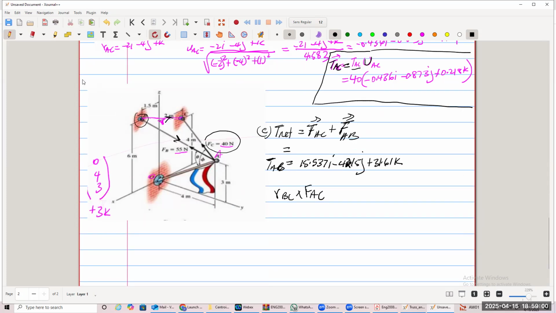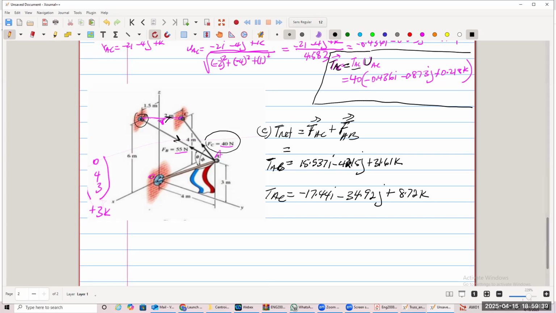And the next one, let me erase this. Actually, TAC is minus 17.44, and this is I. And the other one would be minus 34.92 J. And the other one would be plus what now? 8.72.